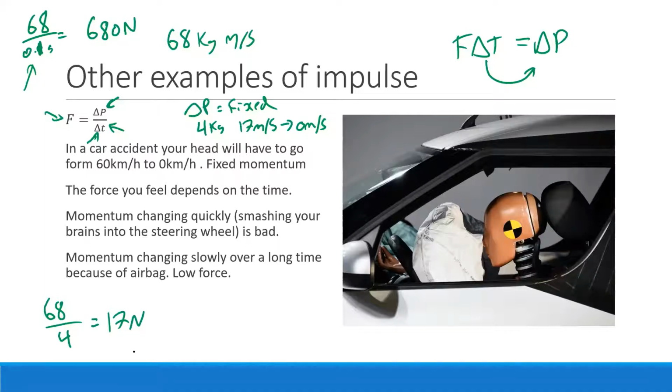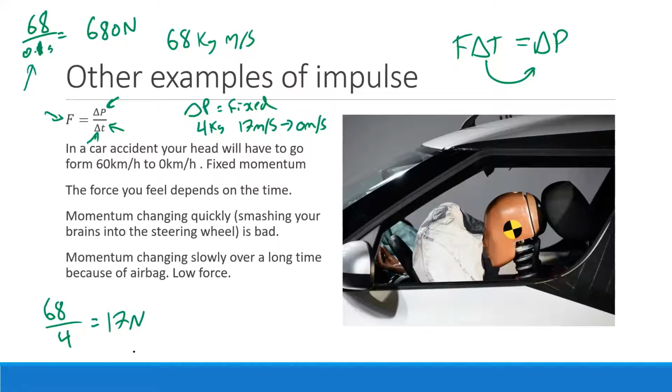And this is why we have airbags. Airbags allow our head to come to rest. So we still need to lose that 68 kilogram meters per second, but it allows our head to lose that 68 kilogram meters per second over a longer time. And so therefore, because we're going into that cushion of air, we experience a lower force. We would only experience 17 newtons worth of force.